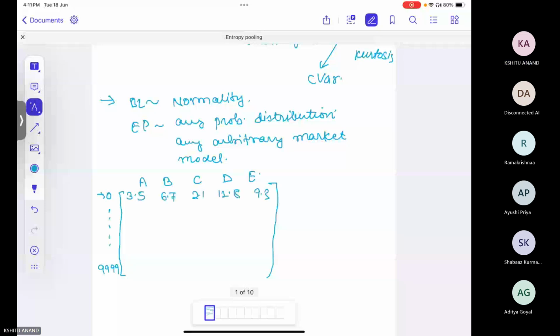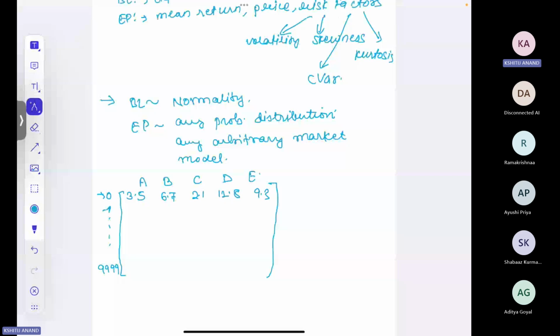Similarly, this is the second Monte Carlo simulation. This is the expected return for A. In this column, you will have the expected return of B. In this column, you will have the expected return of C. In this column, the expected return of D, and in this column, the expected return of E. Now you see you are getting the expected return of A many times, across different scenarios.